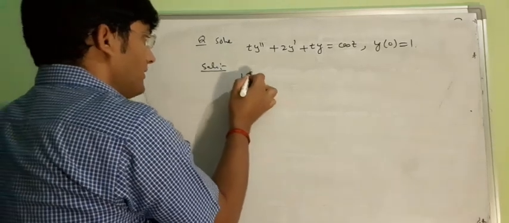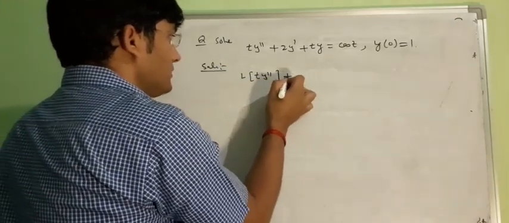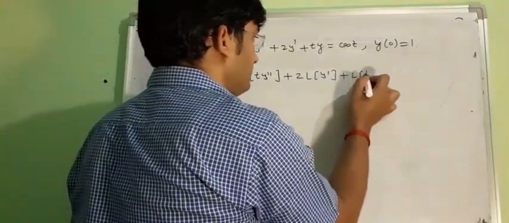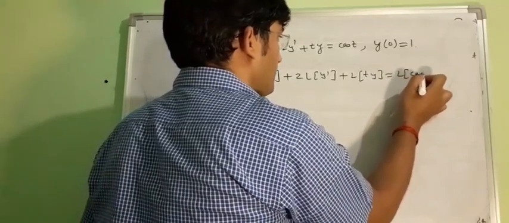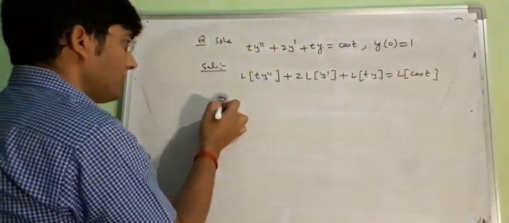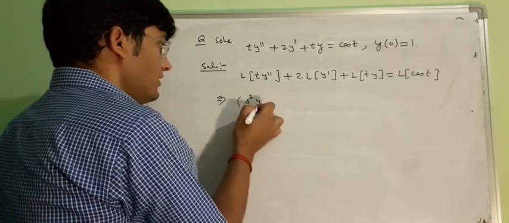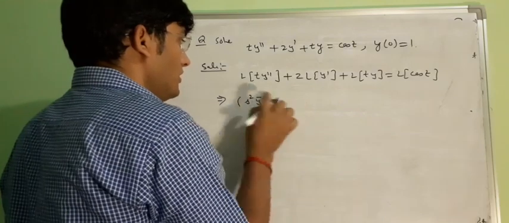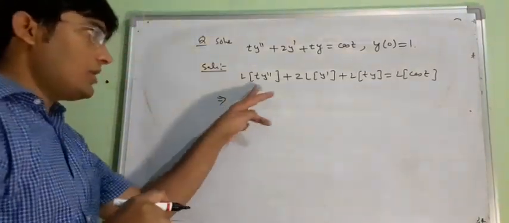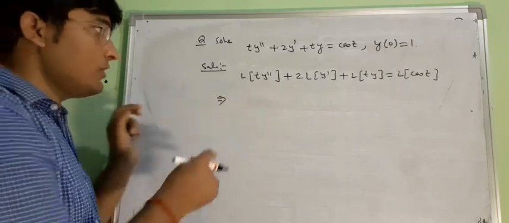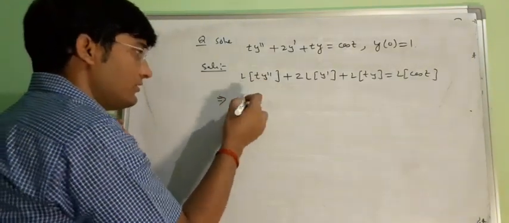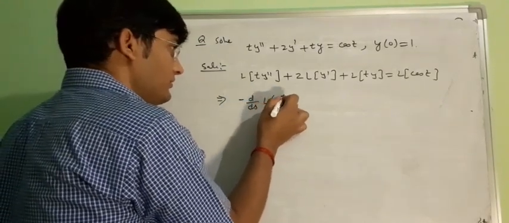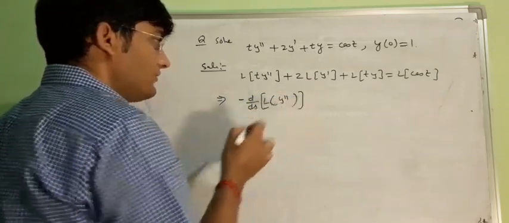Solution. Taking the Laplace transformation, we will get Laplace of t y double dash plus 2 Laplace y dash plus Laplace of t y is equal to Laplace cos t. Now use the formula. The Laplace of t y double dash was s square into Laplace of y(t), which is your y bar, minus s y0. Before using the Laplace of y double dash t, we have the formula of Laplace t f(t). The Laplace of t f(t) was minus d by ds of F(s), means the Laplace of y double dash.